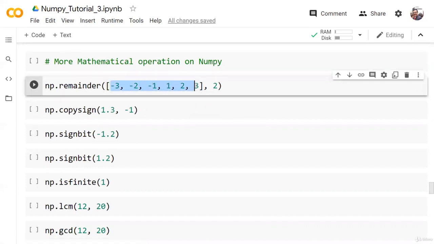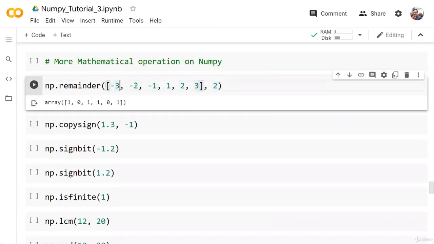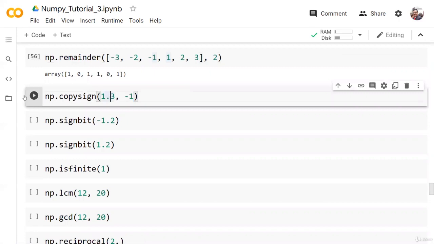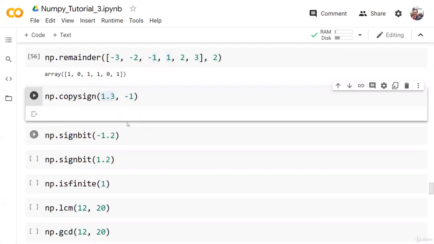Suppose I have values like this and I just want to find out the remainder. So each value will be divided by 2 and the remainder of that will be found. Okay, the first remainder, second remainder and so on. I can copy the sign of one value to another value. Okay, so the minus 1 sign will be copied to this.